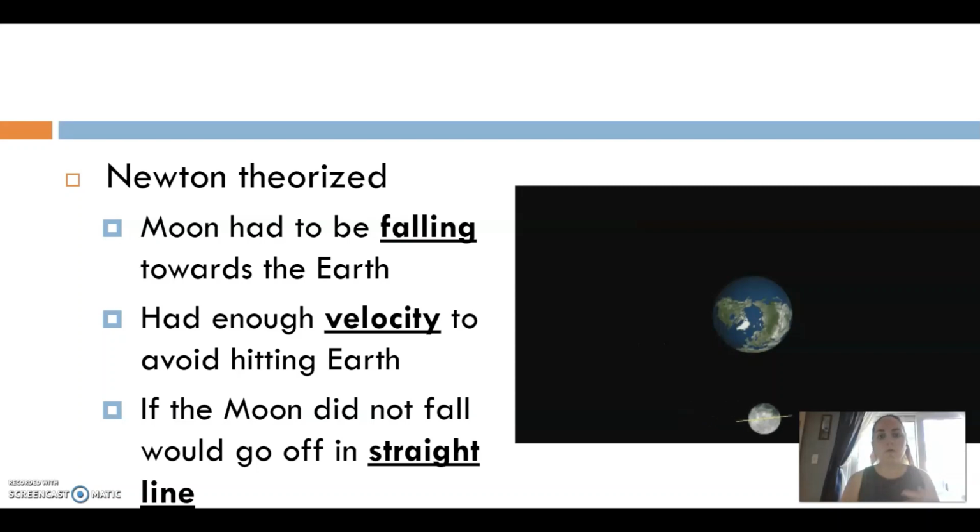What we call this velocity is tangential velocity. If you were to draw a circle and break off from that circle and continue in a straight line, that would be a tangent, the speed it would have if it wasn't affected by this force.